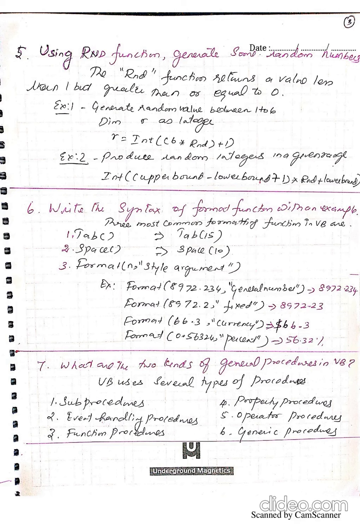Question number 7. What are the 2 kinds of general procedure in VB? VB uses several types of procedures: sub procedures, event handling procedures, function procedures, property procedures, operator procedures, generic procedures.